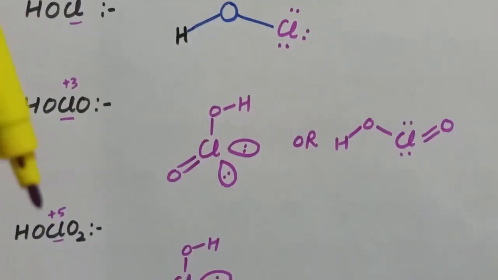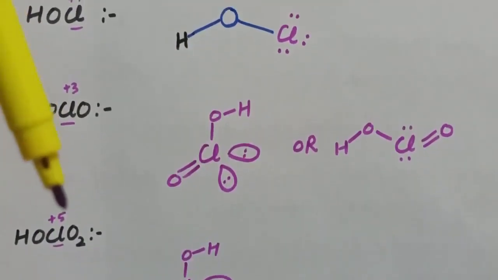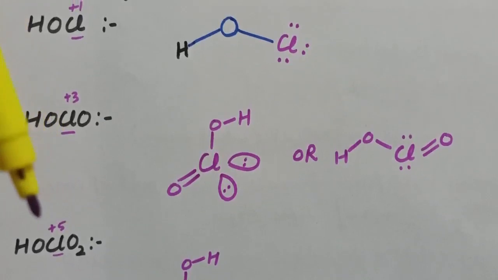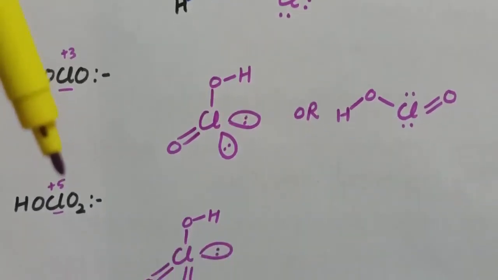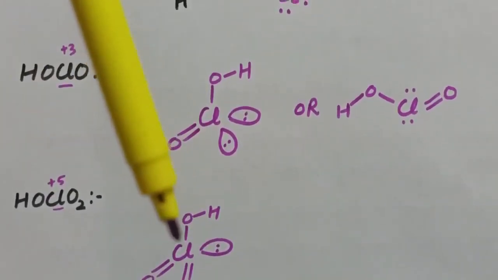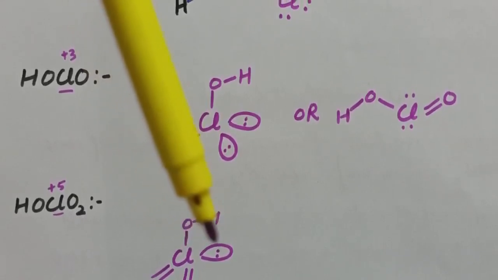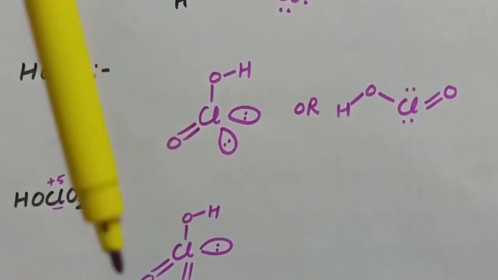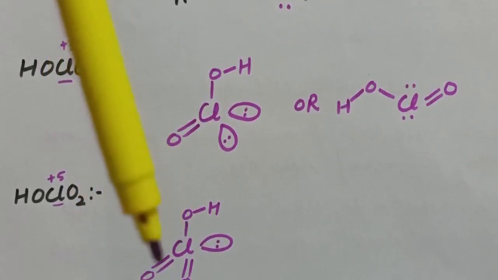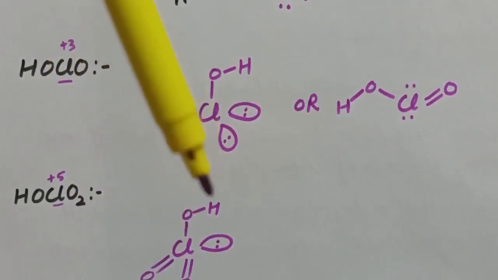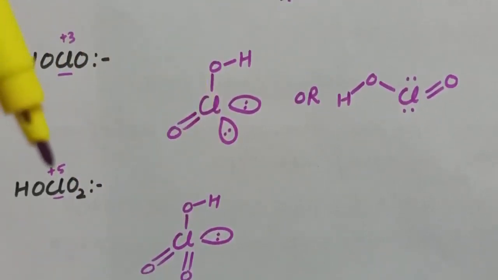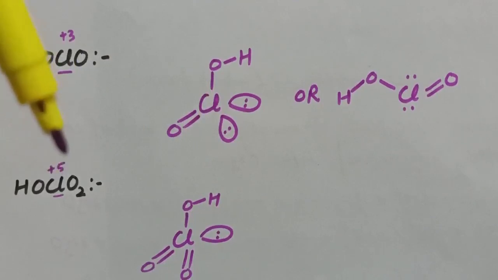Third structure is HOClO2 or HClO3, that is chloric acid. So in this case chlorine is in the center. Now on chlorine 1 lone pair of electrons is present, 2 chlorine-oxygen double bonds are present and 1 OH bond is present. And the oxidation number of chlorine in HClO3 is +5.